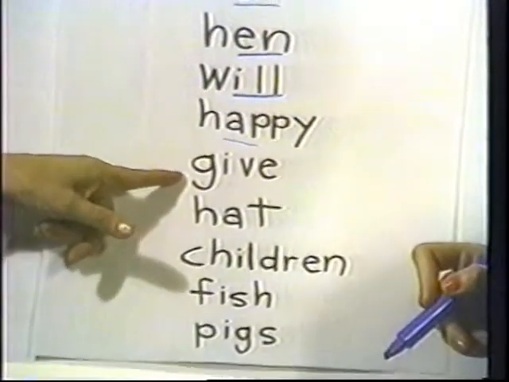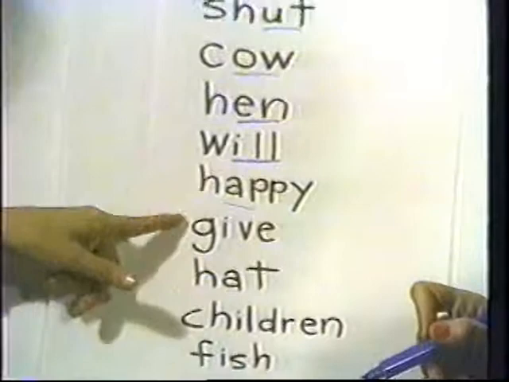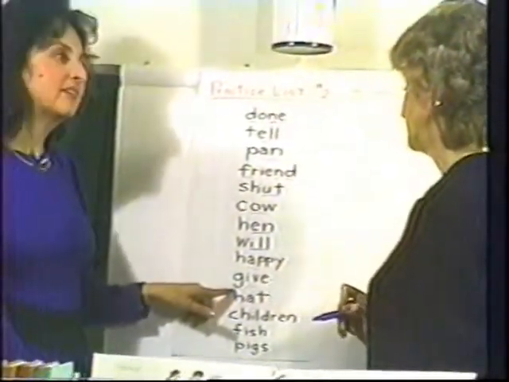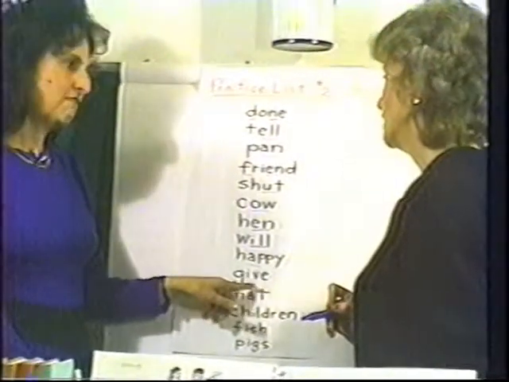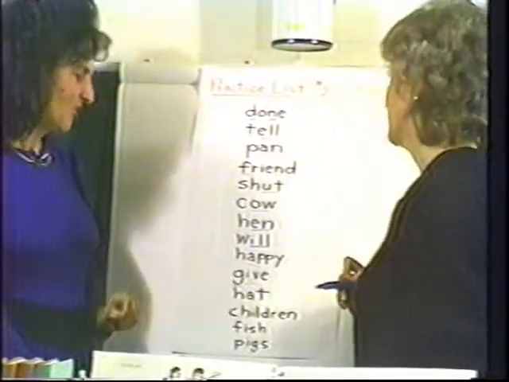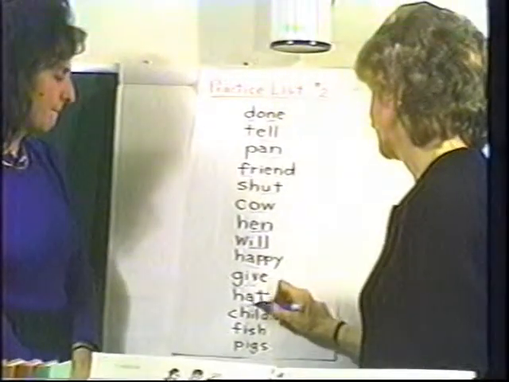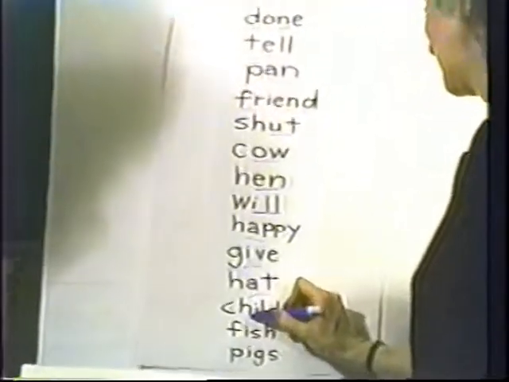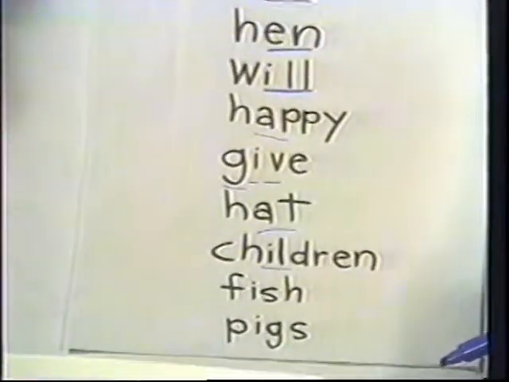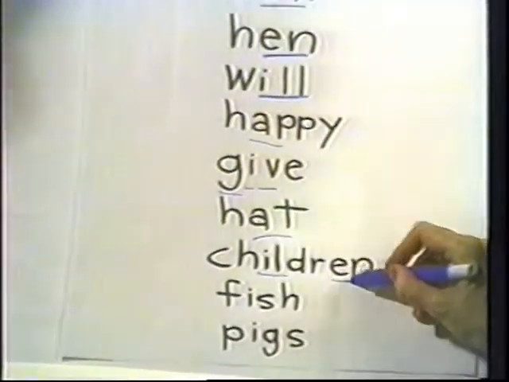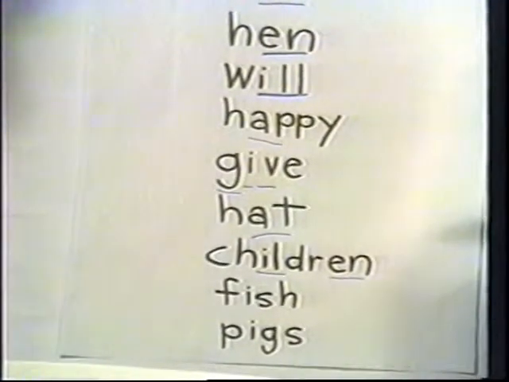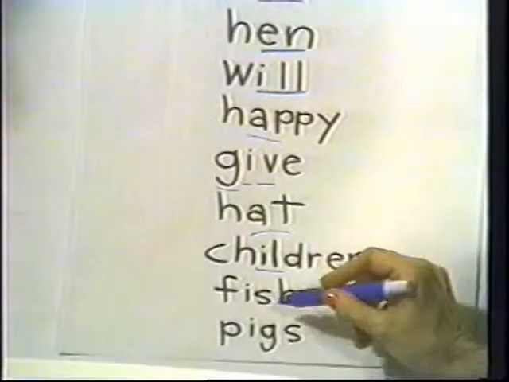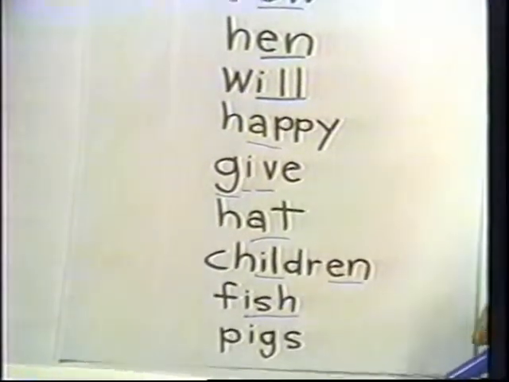This word is give, as in I'm going to give you a pencil. What's the clue? Give. Right, now that's right, except that G's G. So you go G-I-V. Right, okay. Underline A-T. What's the family? At. What's the word? Hat. Underline I-L. What's the family? Ill. Add C-H. Chill. Underline E-N. What's the family? N. Add D-R. Dren. What's the word? Children. Very good. Underline I-S-H. What's the family? Ish. What's the word? Fish.